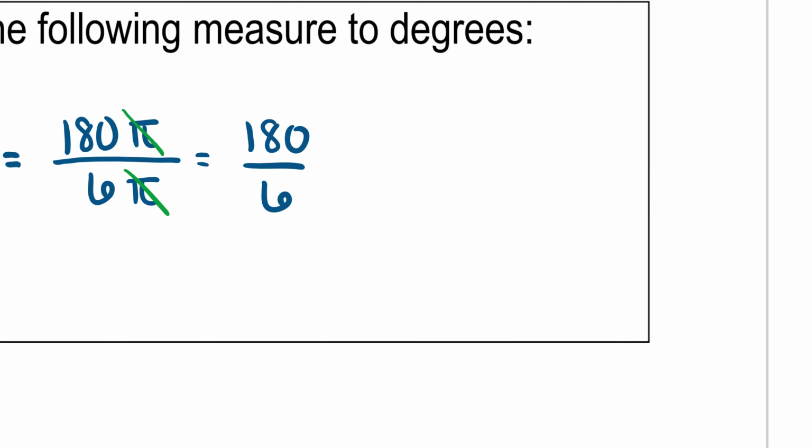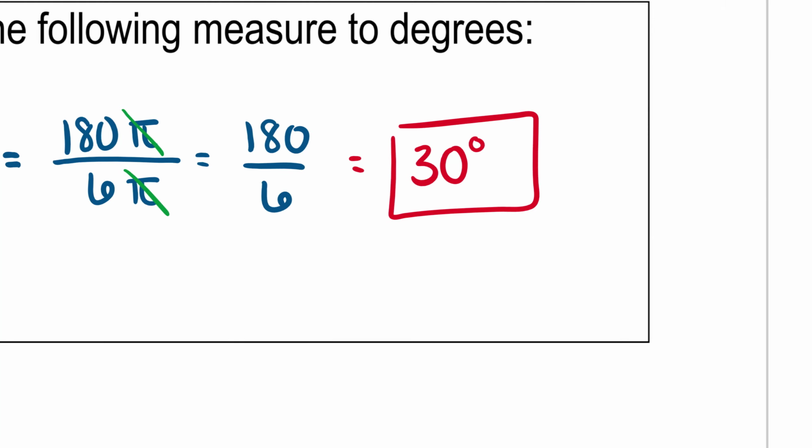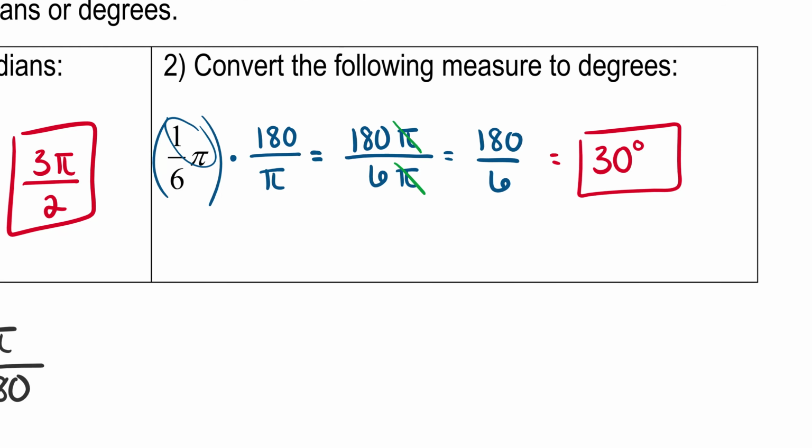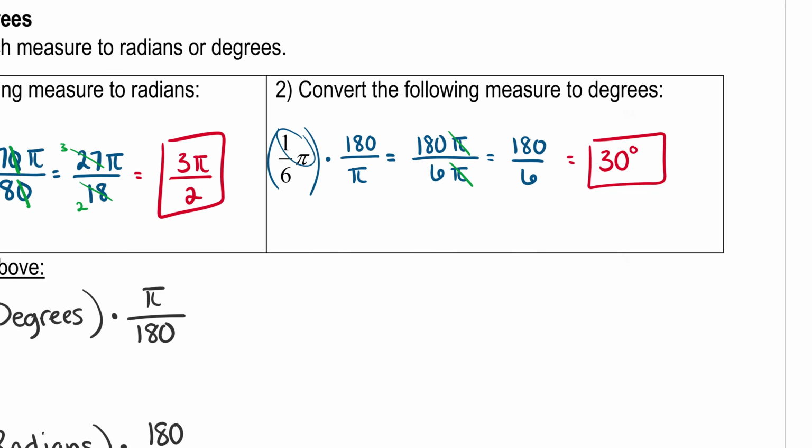Now, 6 goes into 180. We can divide that, right? 6 goes into 18 3 times. And then the 0 we just tack on there. And make sure you put the little degrees symbol. And we're done. So that's how you convert between radians and degrees.